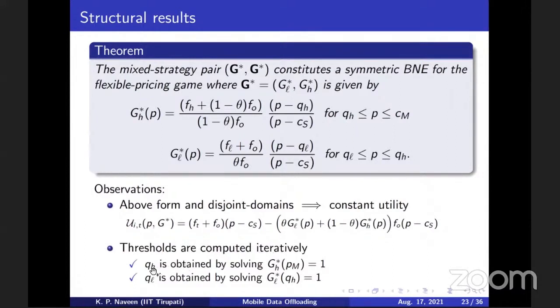The first threshold is simply obtained by solving at the highest price, so G_S star is simply going to be 1. That's where your distribution ends. And the second distribution ends at Q_H, so you have already obtained Q_H by solving this. You plug in here and you should be able to obtain the second distribution. Fine.